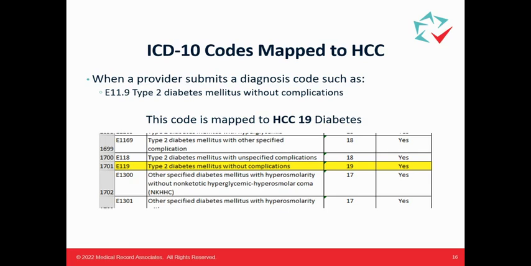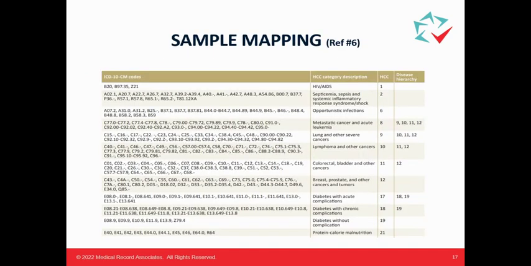And then you see diabetes with hyperosmolarity without nonketotic hyperglycemic hyperosmolar coma goes to HCC 17. So you can kind of see the difference there. Again, this is just a snippet of a large document, but it gives you an idea of whether it maps or not. If it doesn't map, this column that has all the numbers in it, the 18, 18, 19, 17, 17, those will all be blank, okay? And it'll say no in the next column. So hopefully you find that interesting.